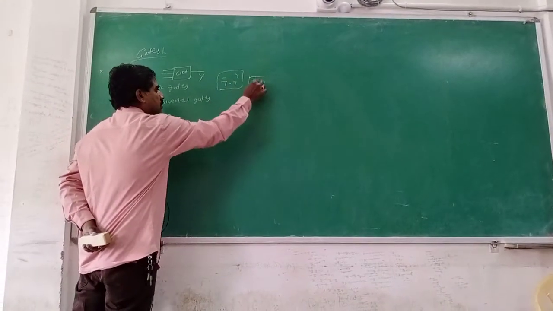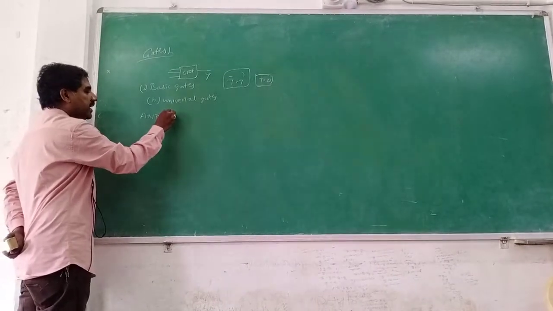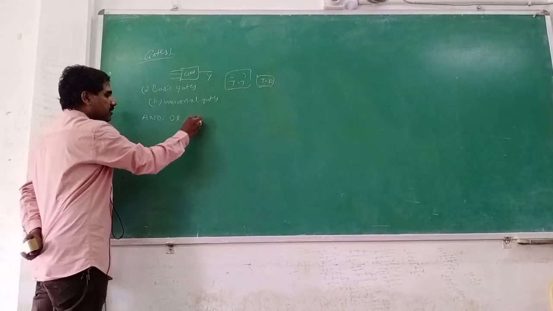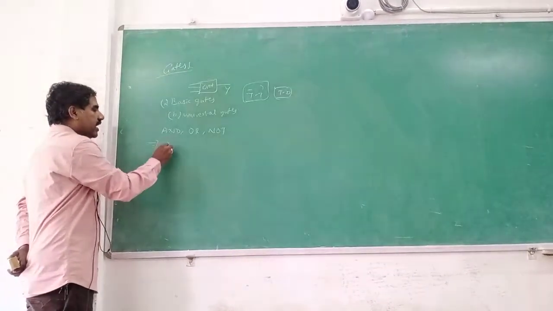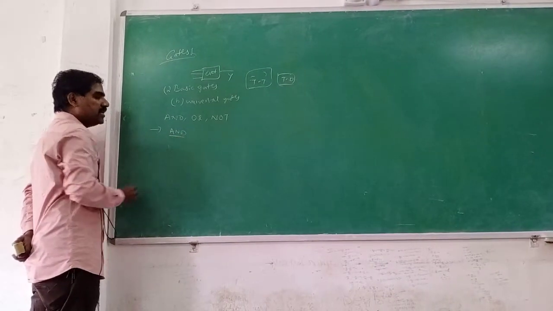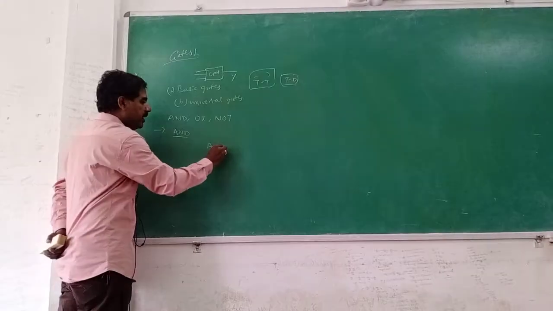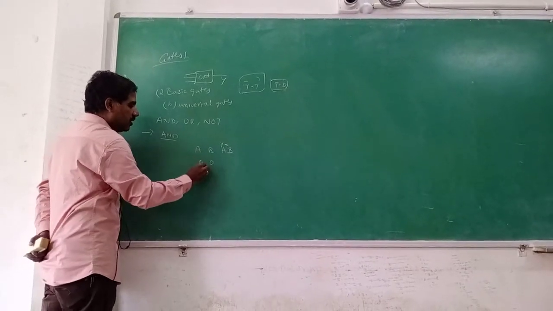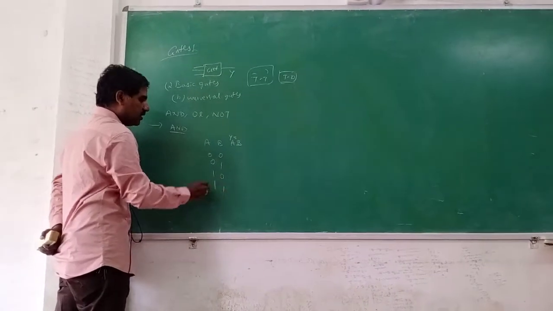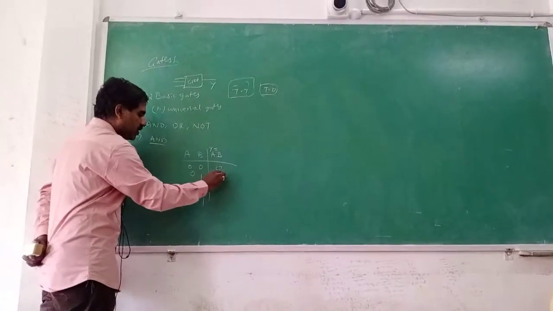What is meant by basic gates? Basic gates are of three types: AND gate, OR gate, NOT gate. What is meant by AND gate? By seeing the truth table, we can define the AND gate. For inputs A and B, the output is the product: 0 0, 0 1, 1 0, 1 1. Multiply A and B: 0 into 0 is 0, 0 into 1 is 0, 1 into 0 is 0, 1 into 1 is 1.